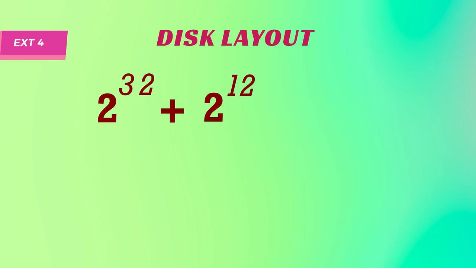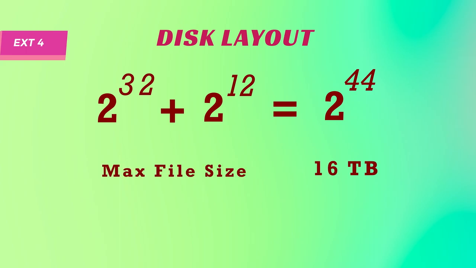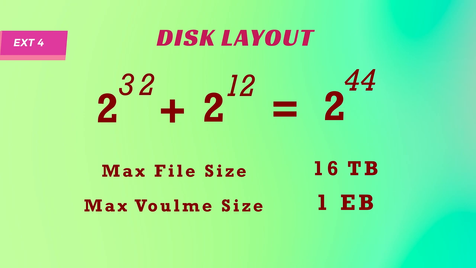Therefore, for a block size of 4 kilobytes, the maximum file size allowed is 16 terabytes, and the maximum volume size is 1 exabyte, which is pretty sufficient for most regular use. Alright, so that was the disk layout of EXT4. Now let's look at the features that make this file system special.